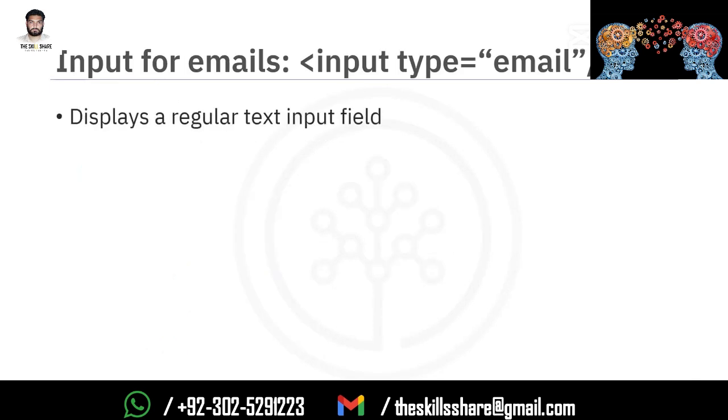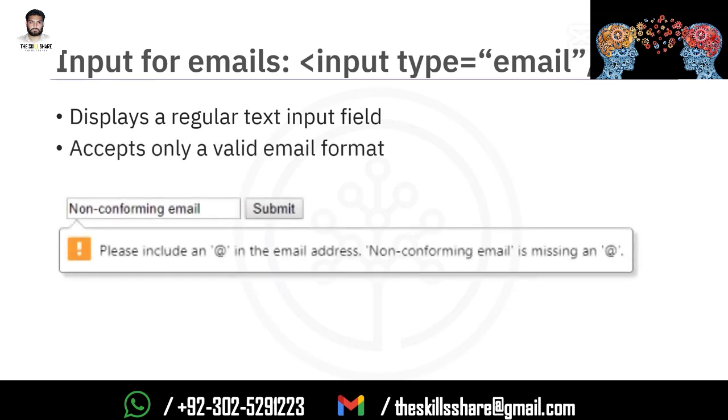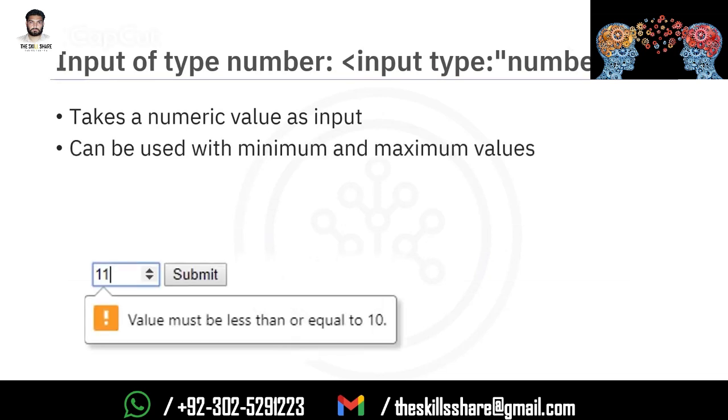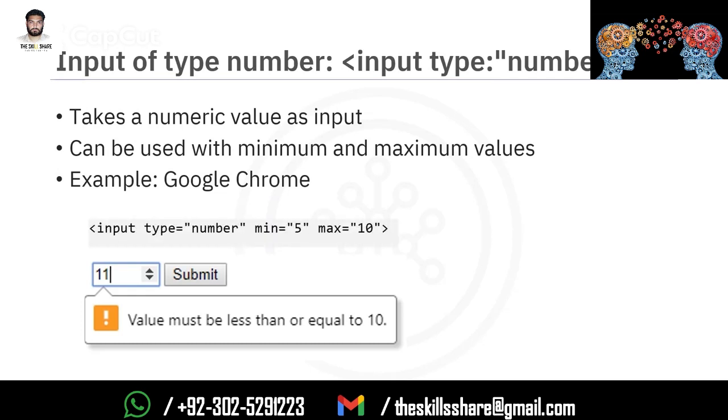The input type equals email attribute is displayed as a regular text input field. It provides feedback when the input does not follow the email format. The input type equals number takes a numeric value as input. You can optionally specify the minimum, maximum values, step size, etc. The example shows the number selector in the Chrome browser. Only the numbers between 5 and 10 are available for selection.